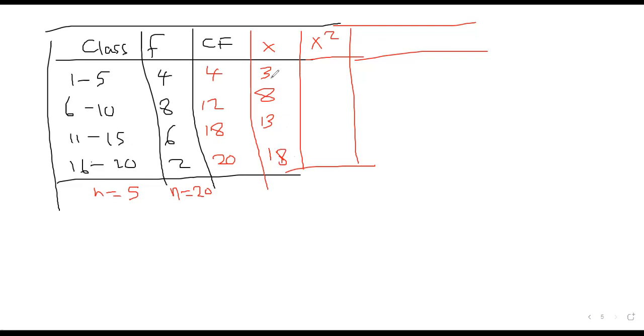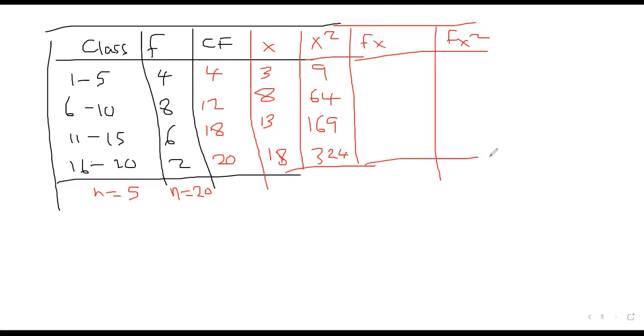Then here we're squaring. So 3 squared is 9. 8 squared, 64. 13 squared, 169. 18 squared, 324. Then we now find the f of x and f of x squared.